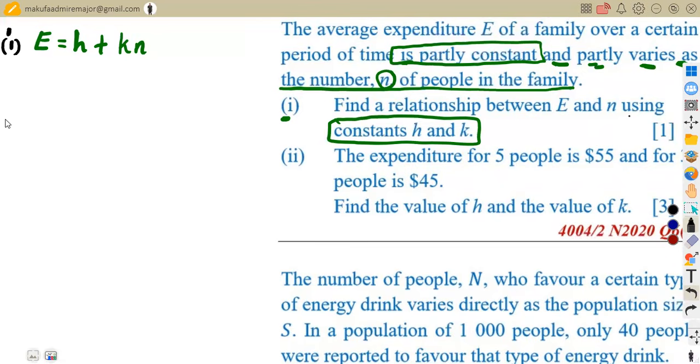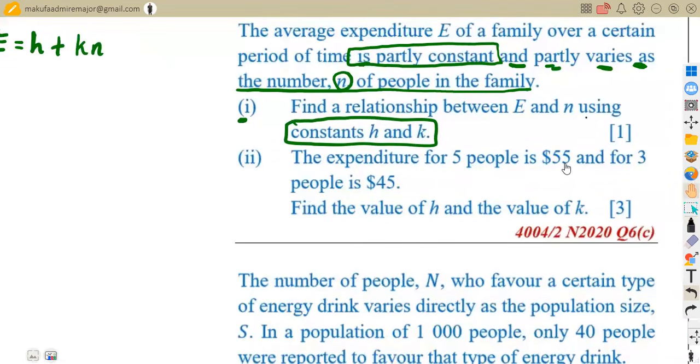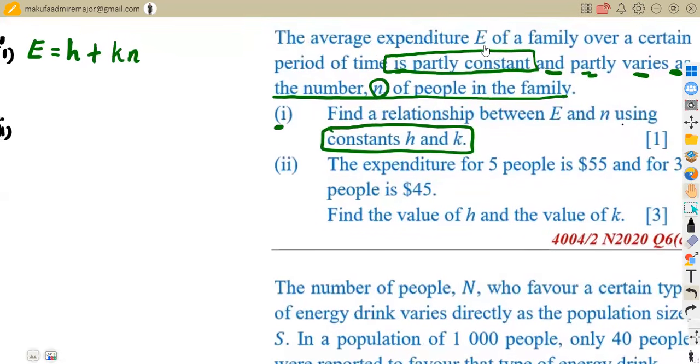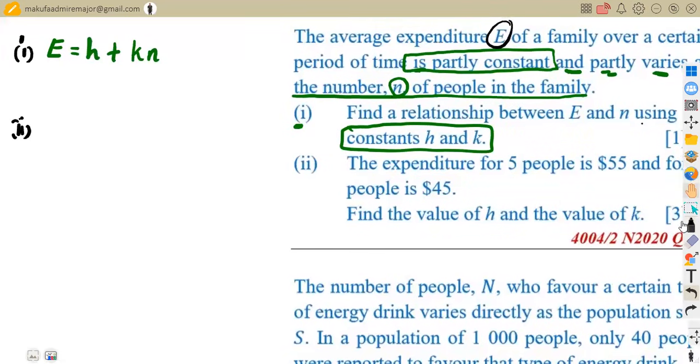Then item 2: we are given that the expenditure for 5 people is $55, and for 3 people it's $45. Find the value of H and K. We are supposed to solve for H and K. Remember, expenditure is represented by E, and N represents the number of people in the family.